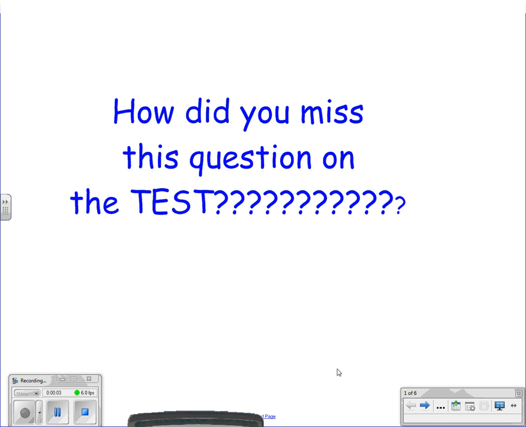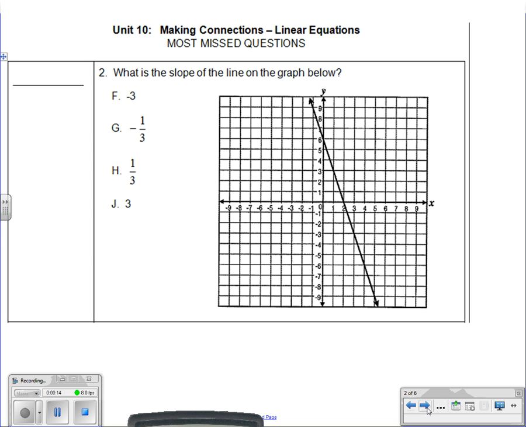This is a recording of Unit 10's most missed questions on Test Unit 10. So the question we're asking is, how did you miss this question on the test? The first one we're going to do is problem number 2 on the test. What is the slope of the line on the graph below?